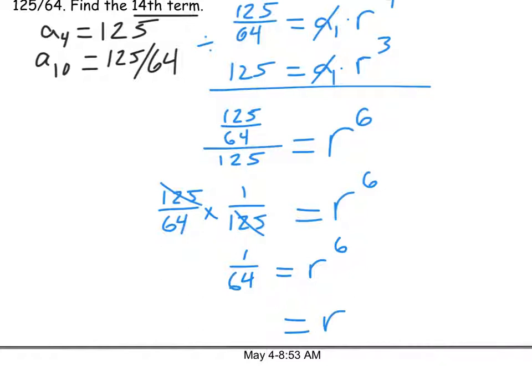Your calculator, and I can show you in class, does have a 6th root button, and I'll show you how to use it. The numbers do come out pretty nice, and we get that r is a half. So that was good. r was a half.